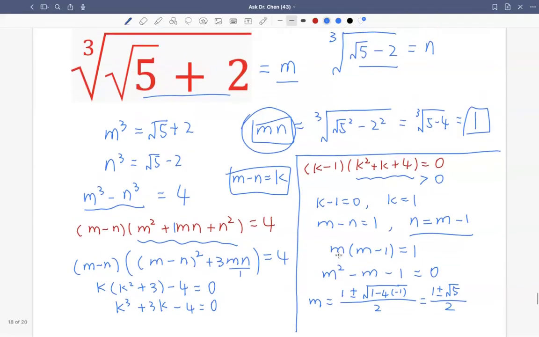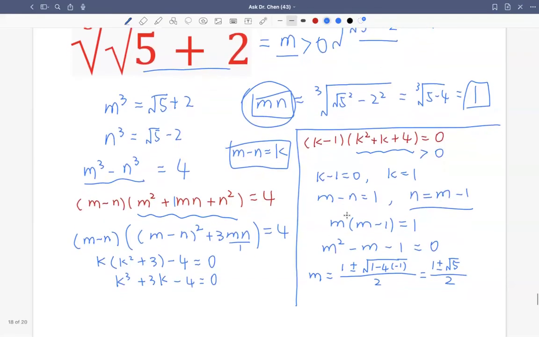But if we go back, we see m is a positive number. Right, m is a positive number. So we cannot take 1 minus the square root of 5, because square root of 5 is 2 point something, and 1 minus 2 point something would be negative. So we reject the negative sign. You see, m equals 1 plus square root of 5 divided by 2.